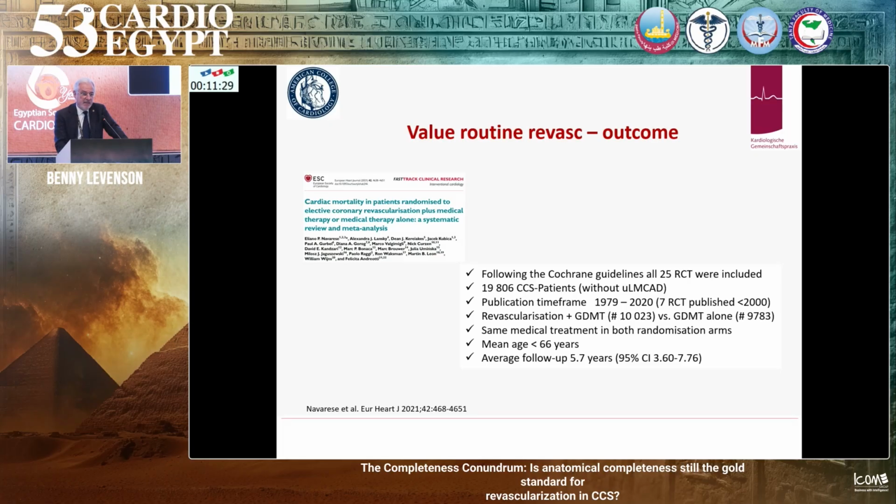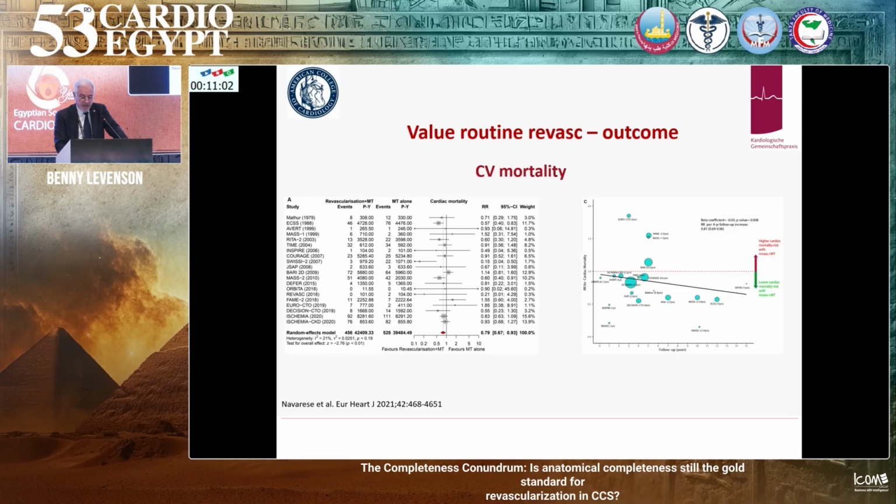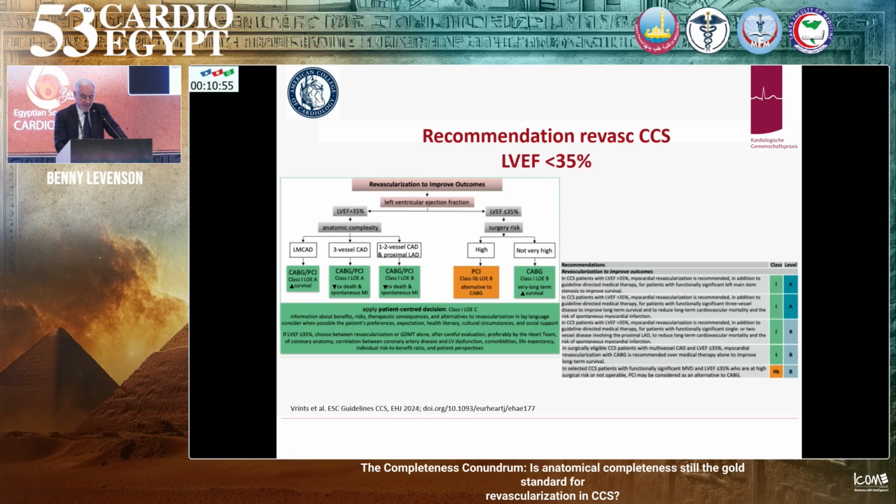Navarese published a study in 2021 following the Cochrane guidelines, and all 25 RCTs were included. 19,000 patients, all CCS patients, mean age lower than 66, average follow-up 5.7 years. And you see in random effects models that revascularization plus medical therapy was doing a little better than medical therapy alone. Same thing with spontaneous myocardial infarction, a little in favor of revascularization.